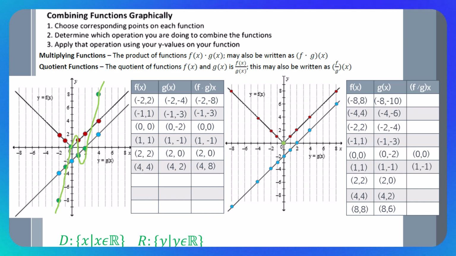Then I'm going to move down to the next point, and so 1 divided by -1 is -1. I'm going to move down to 4 for the x value of the coordinate, and 4 divided by 2 is 2. I'm looking for numbers that are easy to divide, and I've kind of run out of easy ones, so I'm going to go back up to the top. -8 is my x value, and then 8 divided by -10 is -8/10. So I'm just going to write that as a decimal, -0.8.